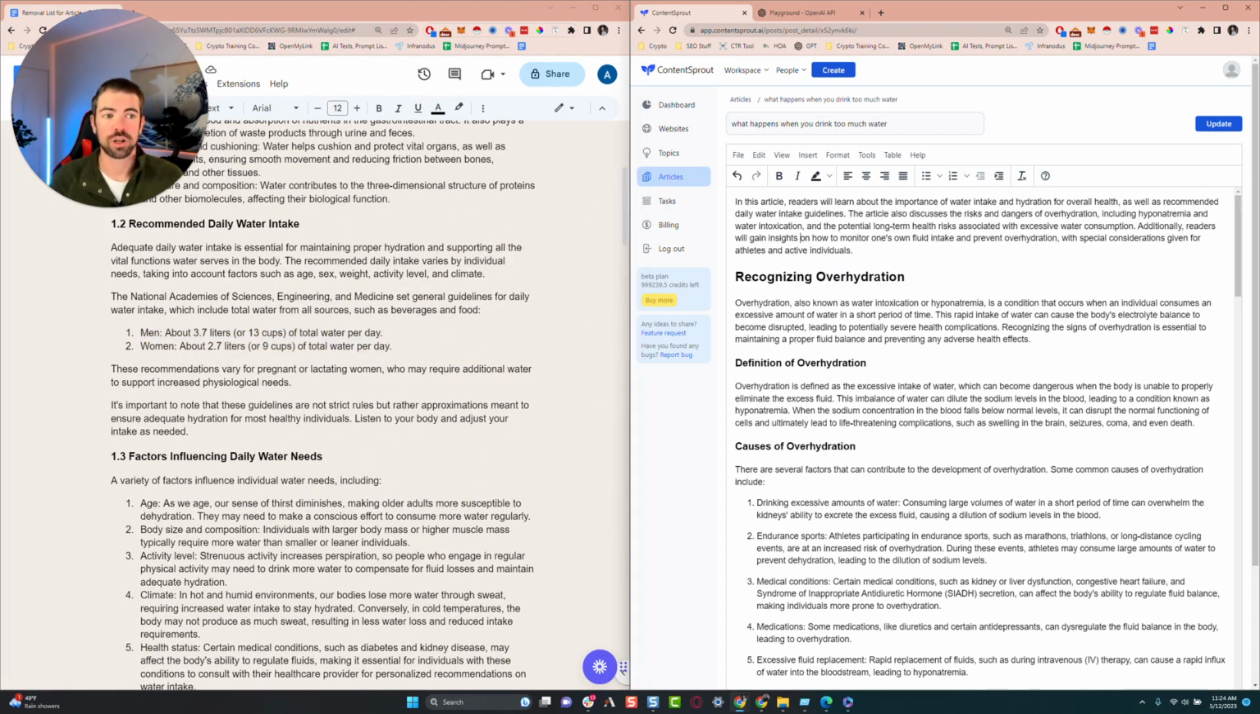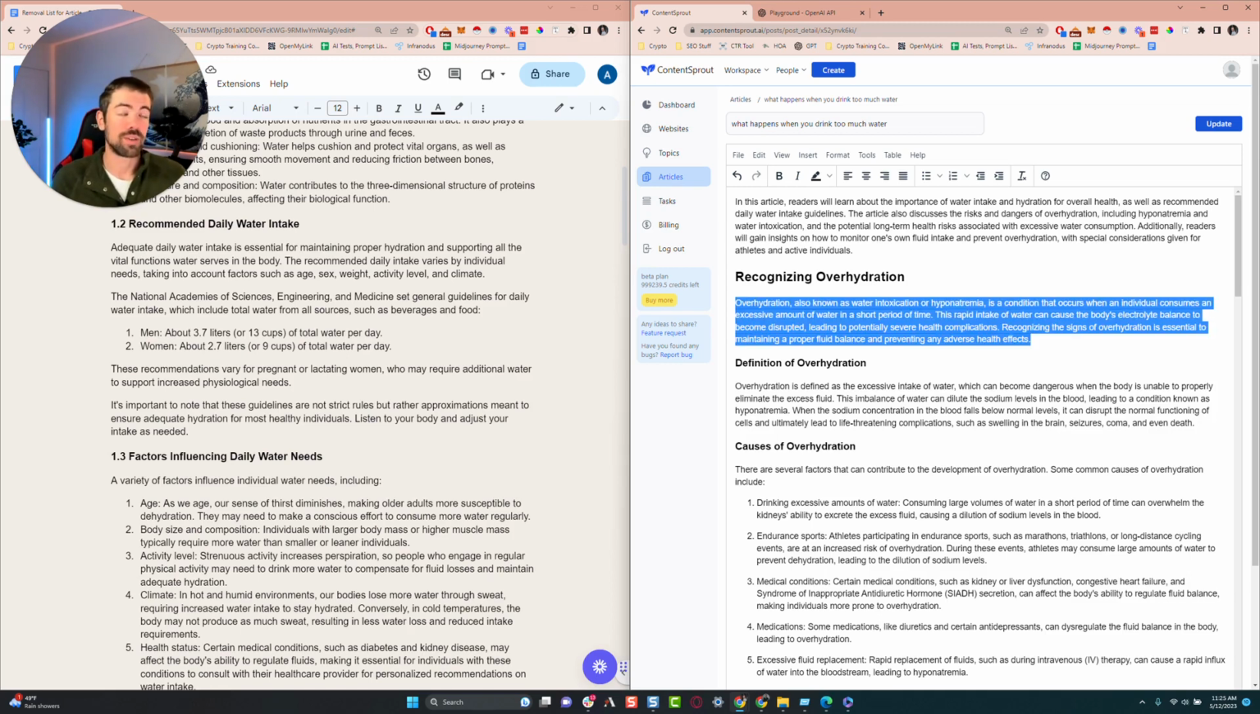But for now, I want to start it with, in this article, readers will learn about the importance of water intake and hydration for overall health, recommended daily water intake guidelines, risks and dangers of overhydration, including hyponatremia and water intoxication, and the potential long-term health risks associated with excessive water consumption. And additionally, readers will gain insights on how to monitor one's own fluid intake and prevent overhydration with special considerations given for athletes and active individuals. So, sounds good. Let's dive in. Obviously, you can adjust the context. You can adjust what you're targeting. So this seems fine to me.